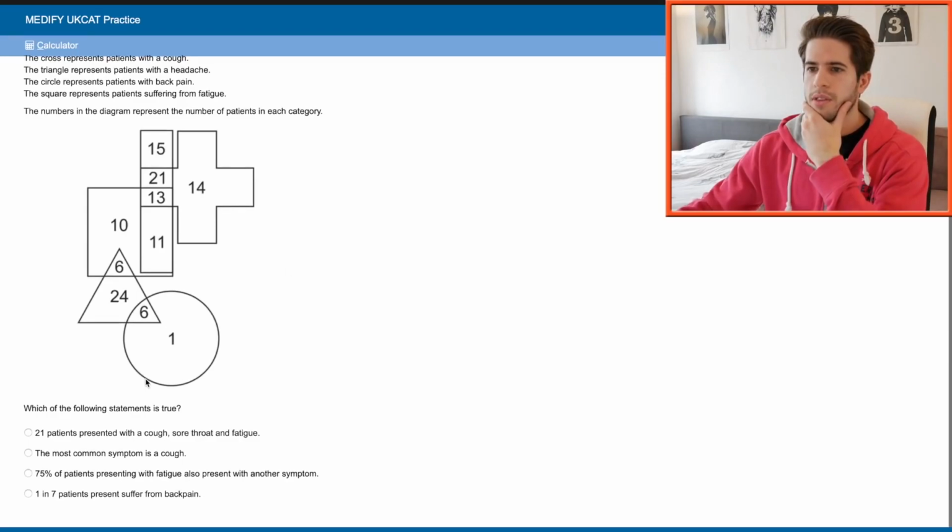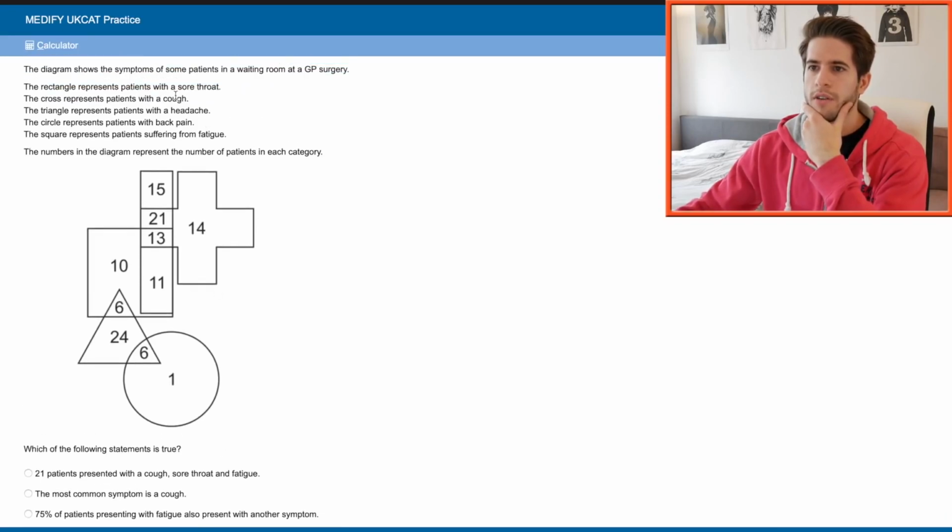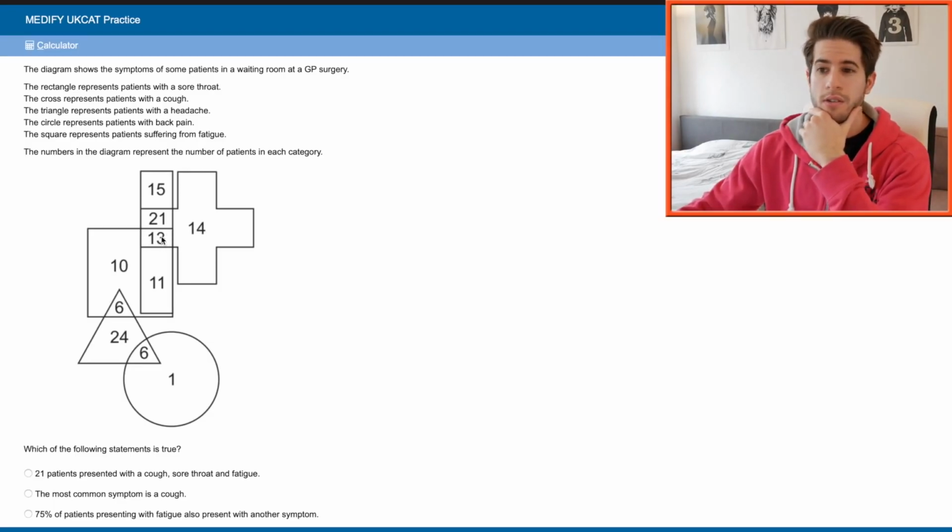So let's start with the statements here. 21 patients presented with a cough, sore throat, and fatigue. So cough is the cross, sore throat is the rectangle, and fatigue is the square. So cross, rectangle, and fatigue is this crossover point here, which as you can see is 13, not 21, so A is wrong.